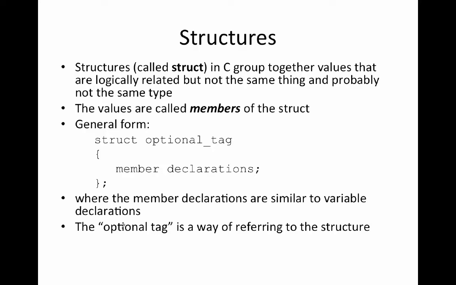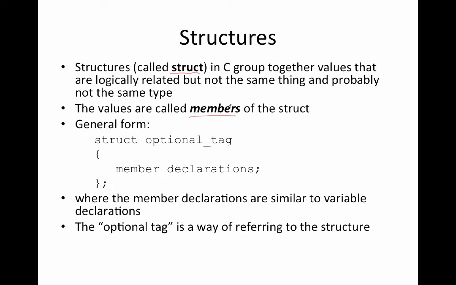Structures are data structures that group together values that are logically related, but they're not the same thing and they're probably not the same type. In C, these are called structs. In C, also, the values that are stored together are called members of the struct.